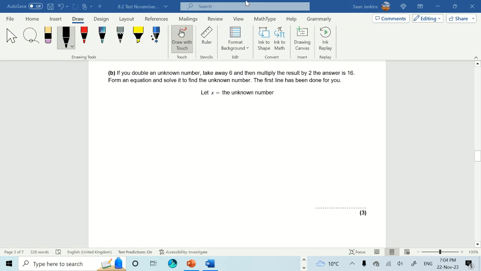Okay, and again, this is the practice paper for year 8s or could be year 7s. And yeah, we'll continue with the maths.